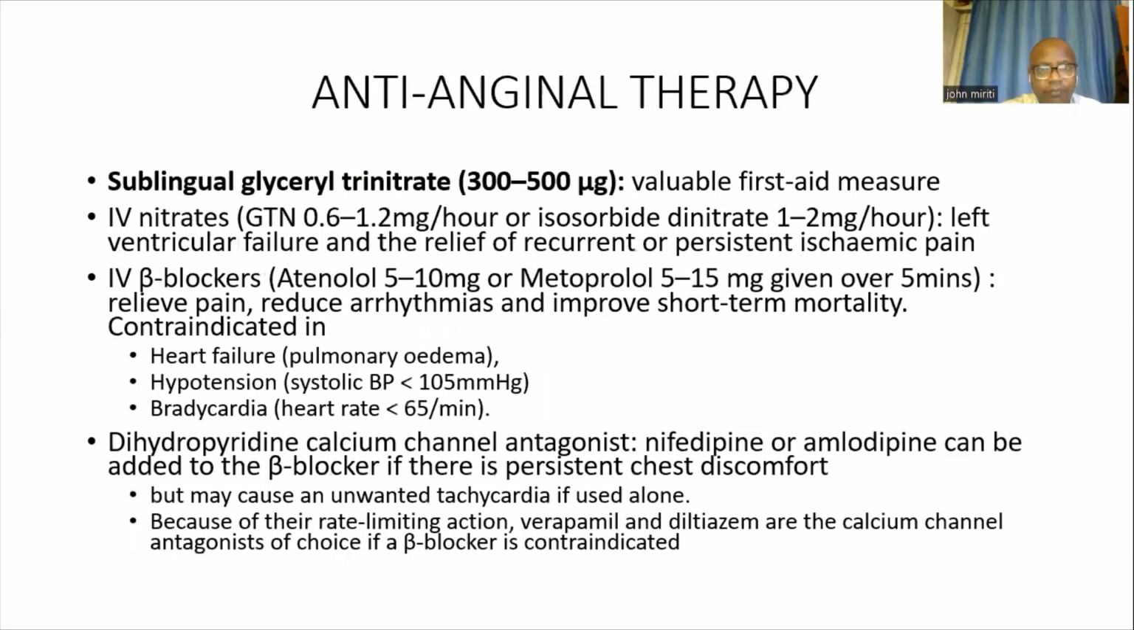For the management, you give sublingual glyceryl trinitrate, 300 to 500 micrograms, as first-line. You give IV nitrate, GTN 0.6 to 1.2 milligrams hourly, or you give isosorbide dinitrate 1 to 2 milligrams hourly, for left ventricular failure and the relief of recurrent or persistent ischemic pain. Those are the treatments given. Then you can give intravenous beta blockers like atenolol or metoprolol over 5 minutes, which can relieve pain, reduce arrhythmias, and improve short-term mortality in this type of patient.